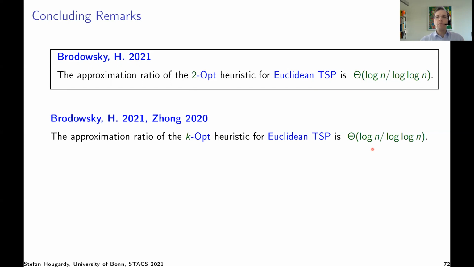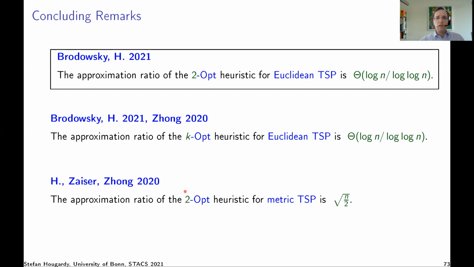And this is quite surprising because in many other cases, we know that the k-opt heuristic is strictly better than the 2-opt heuristic if k is strictly larger than 2. But this is not the case for the Euclidean traveling salesman problem. Another possible extension is if instead of Euclidean traveling salesman instances, we consider the more general metric traveling salesman instances, so where just the triangle inequality holds. And in this case, we can show that the 2-opt heuristic has approximation ratio, which is exactly square root n over 2.